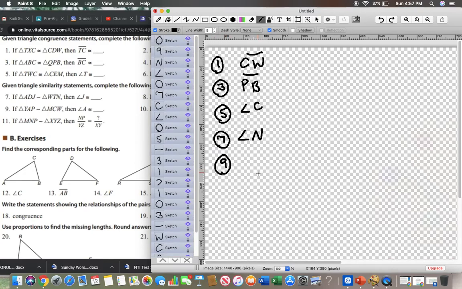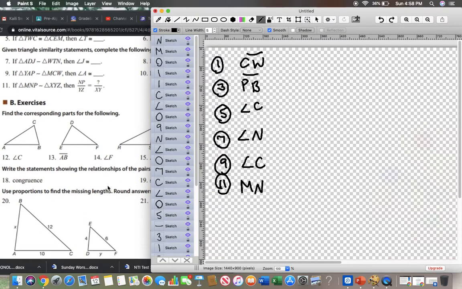Number 9, if those two triangles are congruent, then angle A would be congruent to angle C. If these triangles are similar, then NP, here's NP over YZ is equal to or proportionate to what over XY? Well, XY is right here, therefore it has to be MN over XY would finish that statement and make it equal.